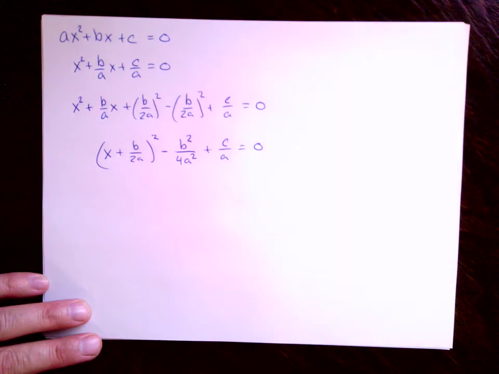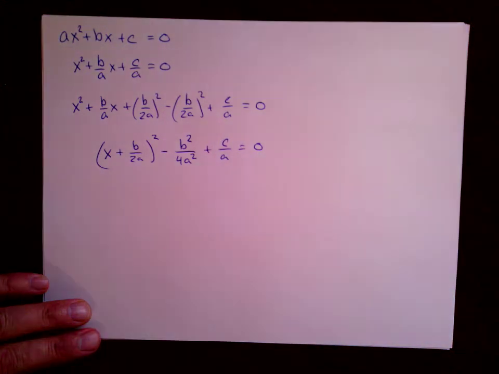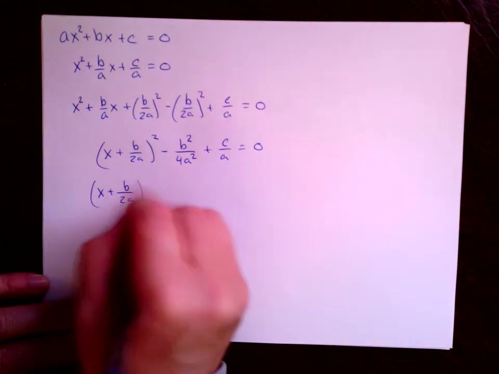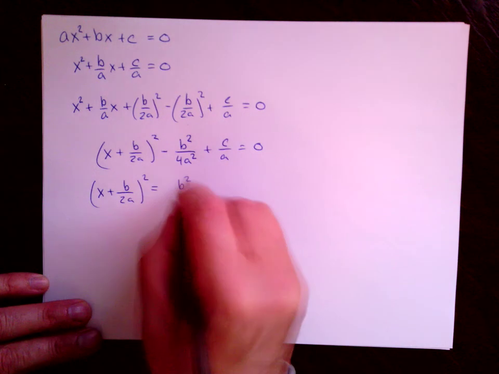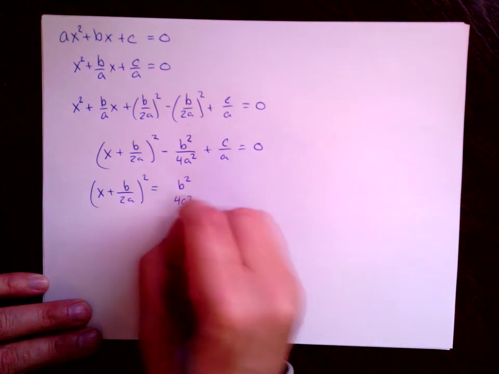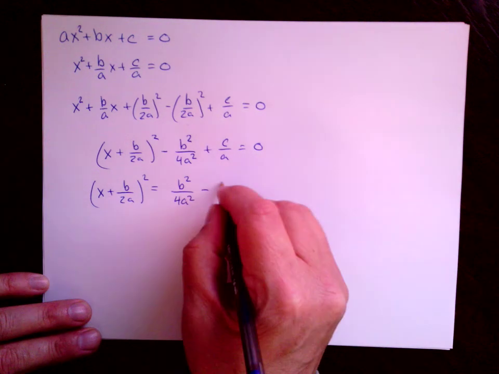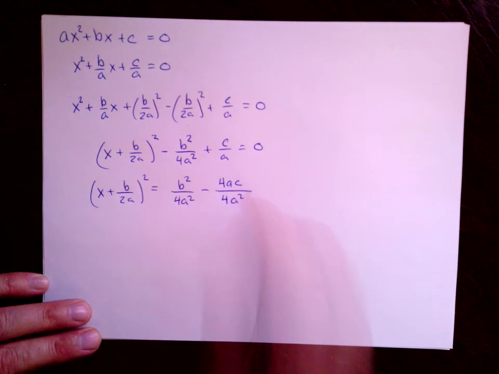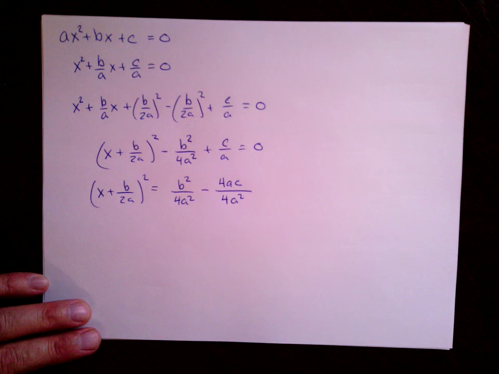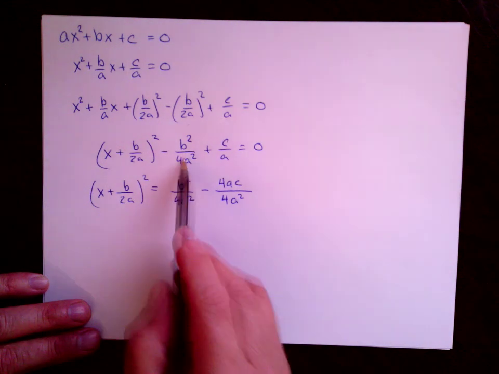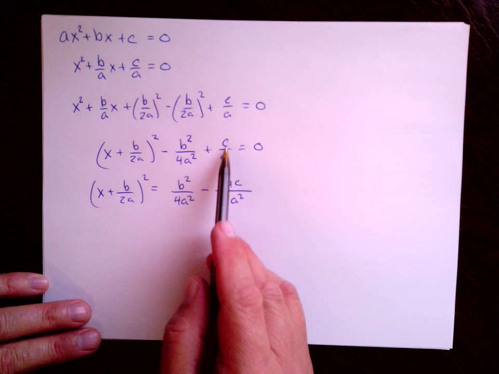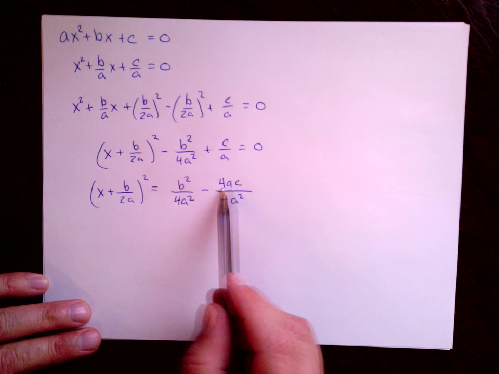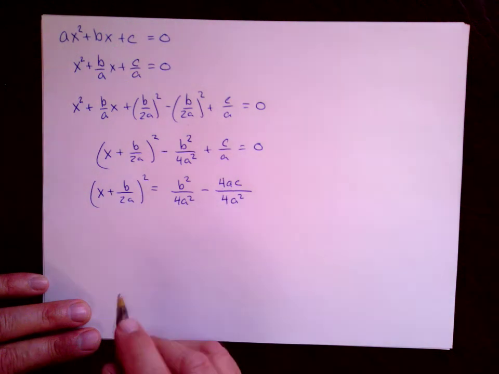I'm going to rewrite b over 2a quantity squared as b squared over 4a squared. Now I'm going to move them to the other side. And instead of c over a, I'm going to write 4ac over 4a squared. So I added b squared over 4a squared to both sides, and then I subtracted c over a from both sides. And instead of writing c over a, I actually wrote it as 4ac over 4a squared, so that my terms on the right now have the same denominator.